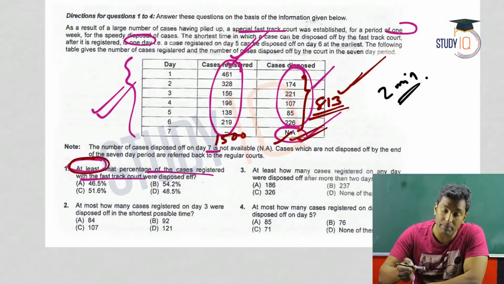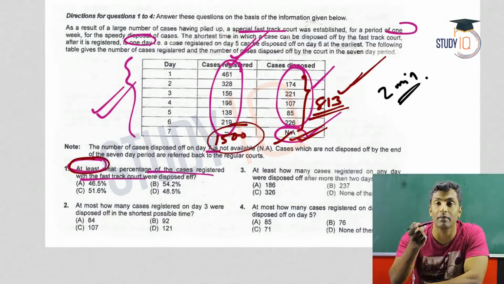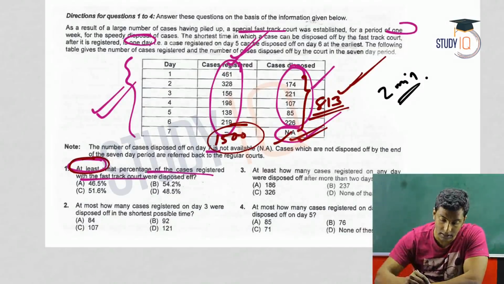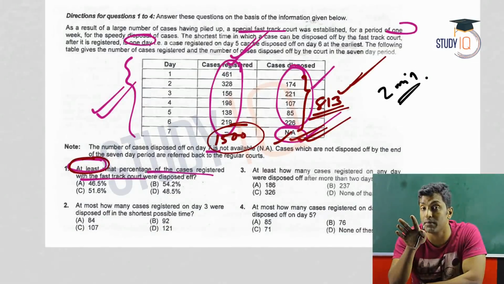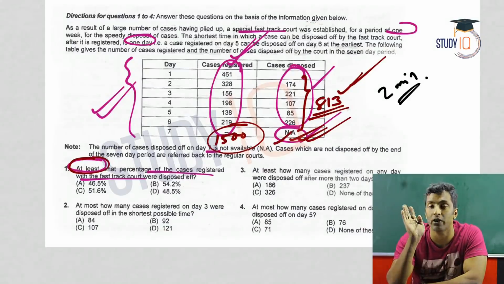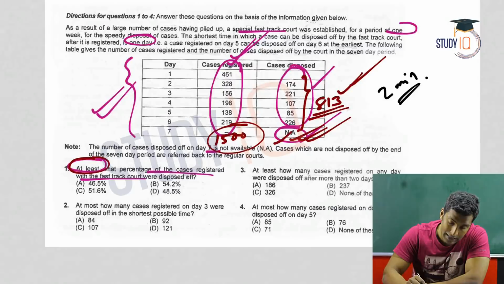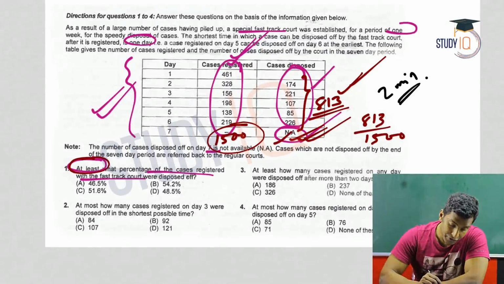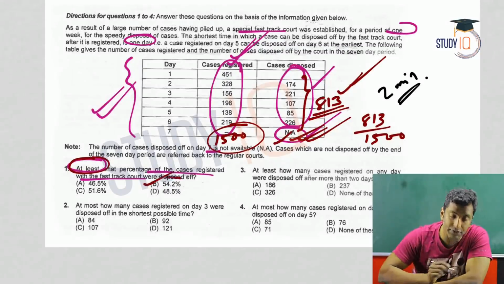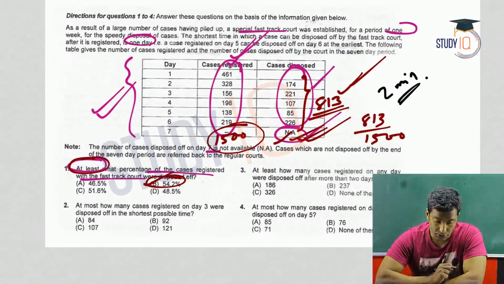Now, what can be that maximum value? 1500 minus 813, because the rest of the complete cases could be resolved on this day, so that can be the maximum value. Maximum is going to be 1500. Okay, minimum is 813. So at least what percentage means your answer is going to be 813 by 1500, and what you get? You get 54.2. So this is your answer. Answer for this question is B for Bombay. Okay, so I hope this is clear.